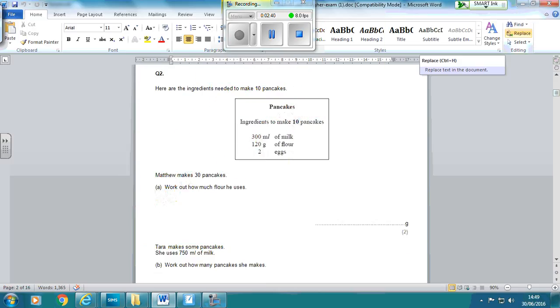Okay, so Matthew makes 30 pancakes. Work out how much flour he uses. This is the ingredients for 10 pancakes. So for 30 pancakes, it's going to be 3 times as much. So 120 grams equals 10 pancakes. So for 30 pancakes, you're going to need 3 times as much. That's going to be 360 grams.